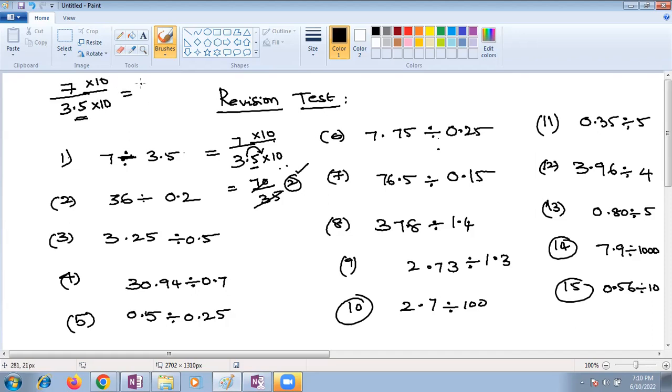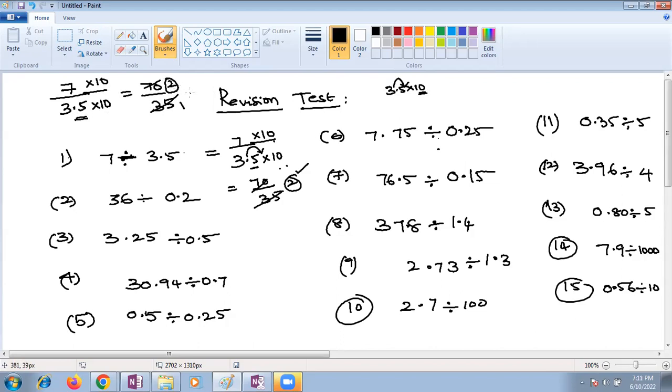So numerator 7 into 10 is 70. Denominator: if any number is multiplied with 10, the decimal shifts one place towards the right side. So it becomes 35. Now you can cancel: 35 ones are 35, 35 twos are 70. So it is 2 by 1.